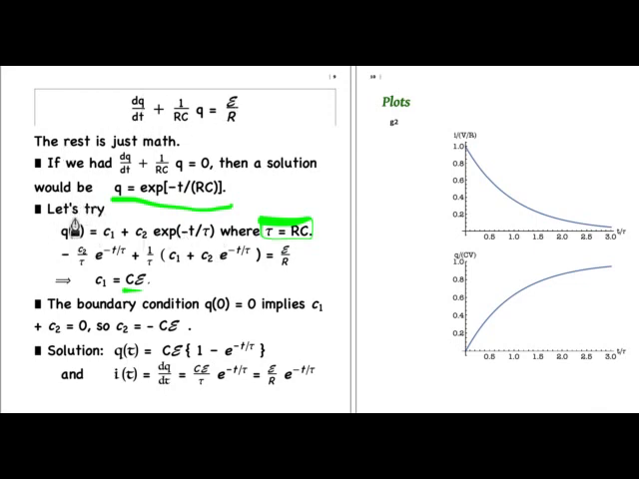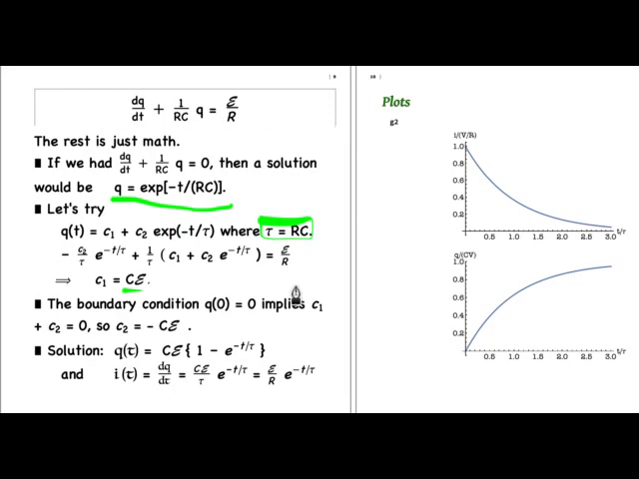Well, now let's calculate dQ/dt. This term is the derivative of a constant, 0. This term is minus 1 over tau, C2 e to the minus t over tau. The derivative of the exponential is the exponential back again times minus 1 over tau by the chain rule. And now this term is 1 over tau, since RC is equal to tau, times Q, which is C1 plus C2 e to the minus t over tau. That has to be equal to E over R by this equation.